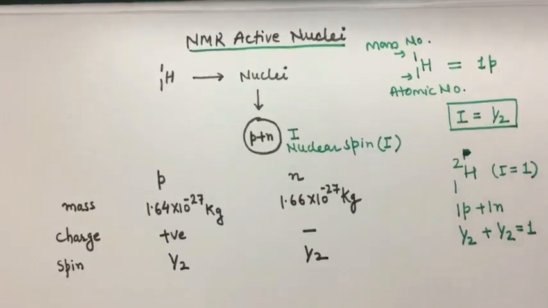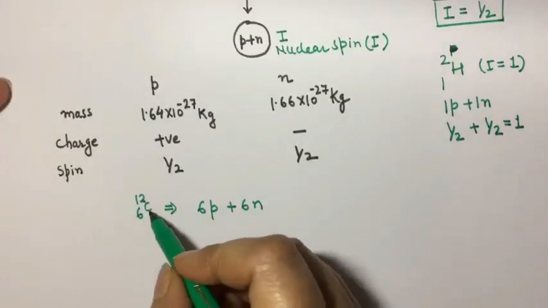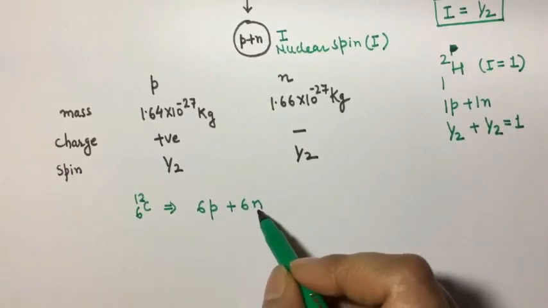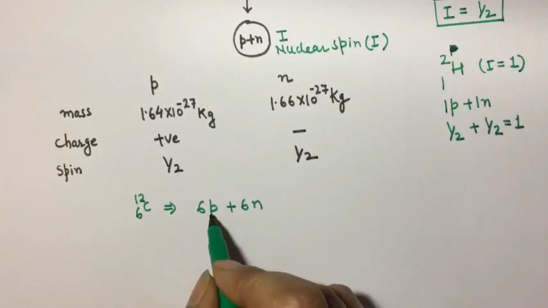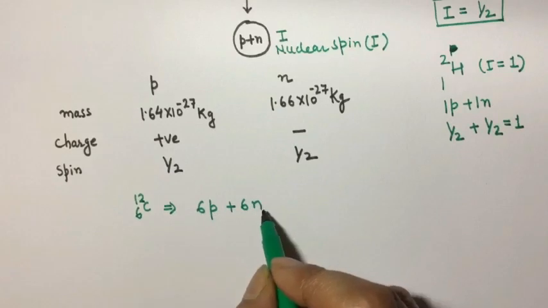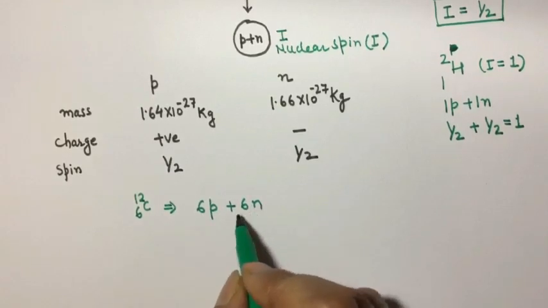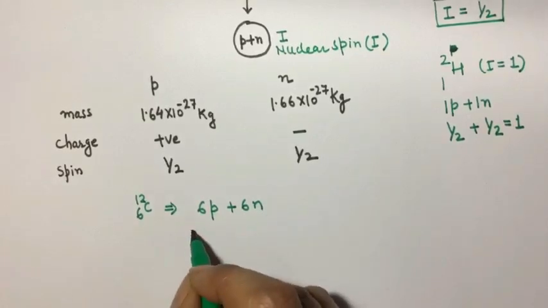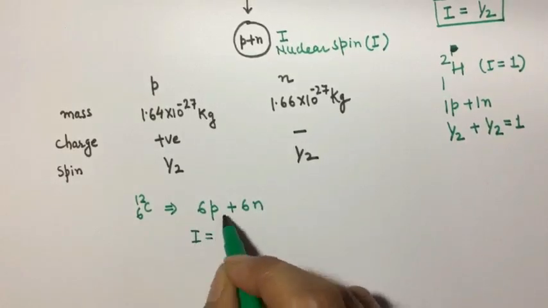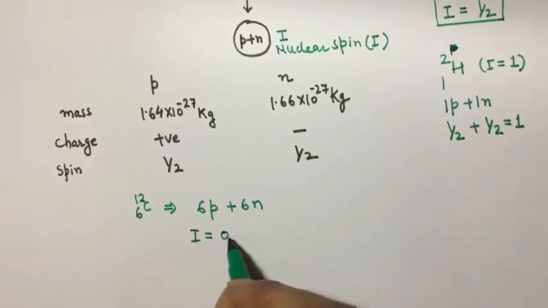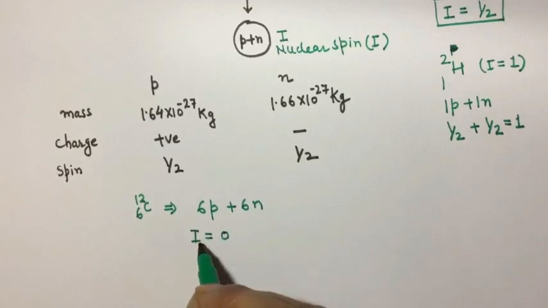We will take some more examples. In the case of 6C12 carbon, we have 6 protons and 6 neutrons. The 6 protons get paired and cancel out their spins. Similarly, the neutrons get paired up and cancel out their spins. Since I is the vector sum of protons and neutrons, and here all are even, we have I equal to 0. Their nuclear spin value is 0.